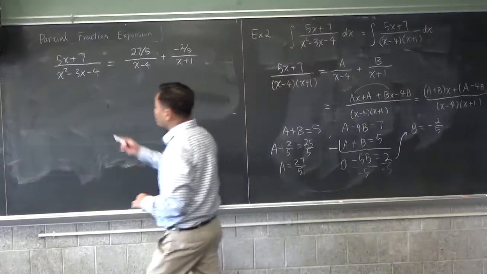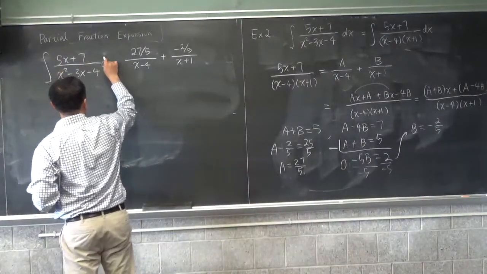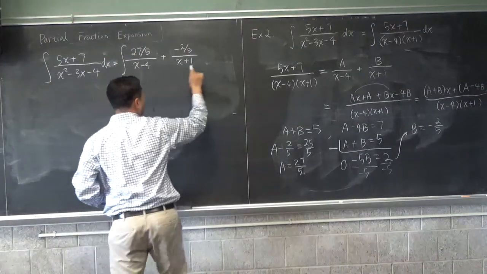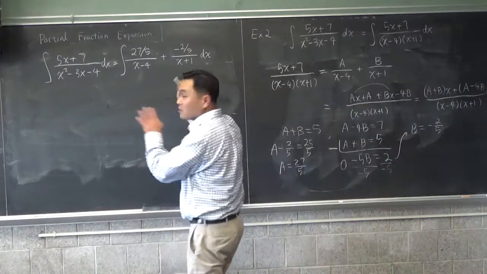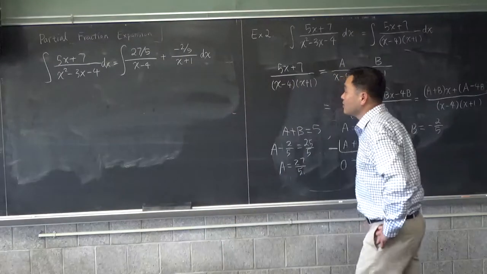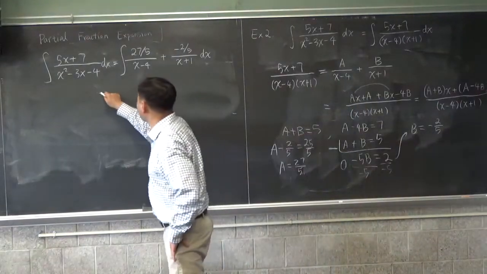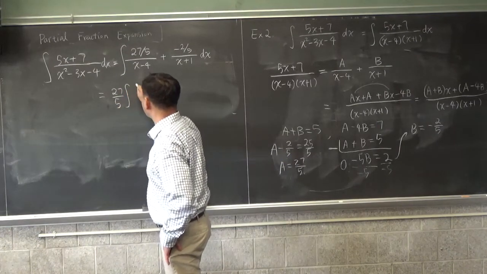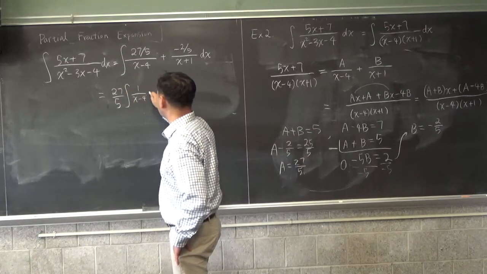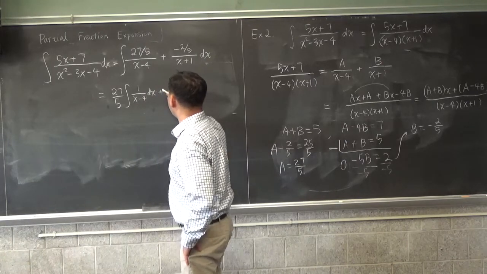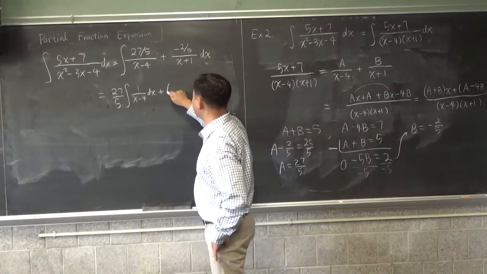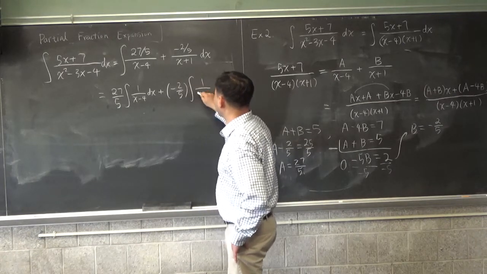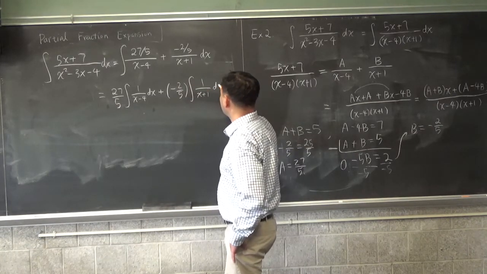And therefore, integrating this side is the same as integrating this other side, because they are equal functions. And we can go even further and say, well, this is the same as 27 over 5 integral of 1 over x minus 4 dx. And this one is the same as negative 2/5 integral of 1 over x plus 1 dx.